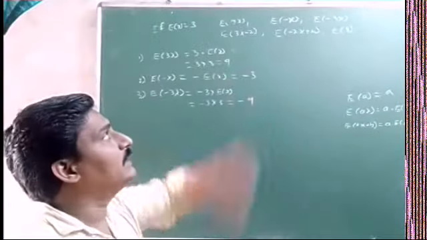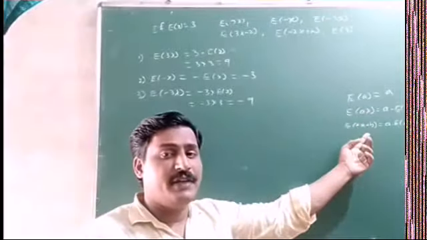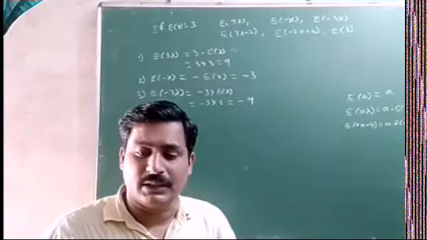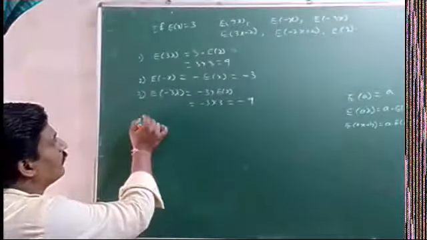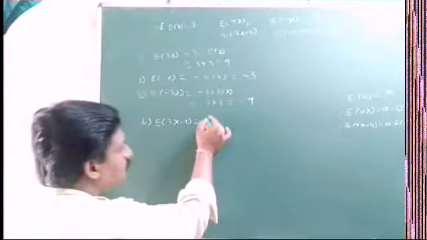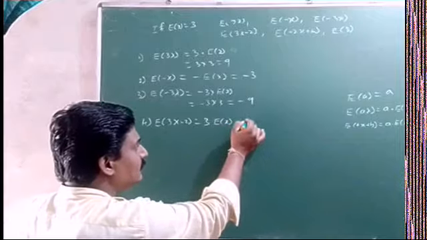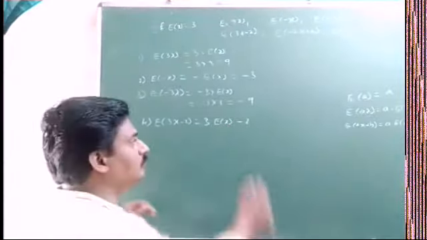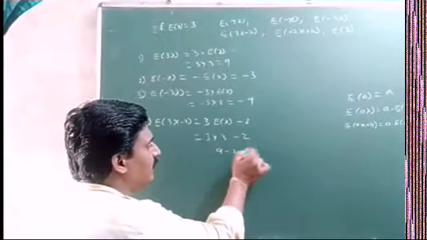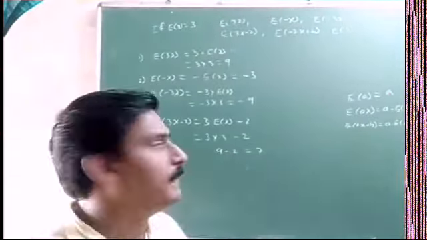And the fourth one, E of 3x minus 2. So 3x minus 2 is nothing but E of ax plus b here. So here minus 2 is there. So in the place of plus you put minus. So it becomes E of 3x minus 2 is equal to 3 into E of x minus 2. So that is 3 into 3 minus 2. 3 into 3 is 9, minus 2, that is 7.